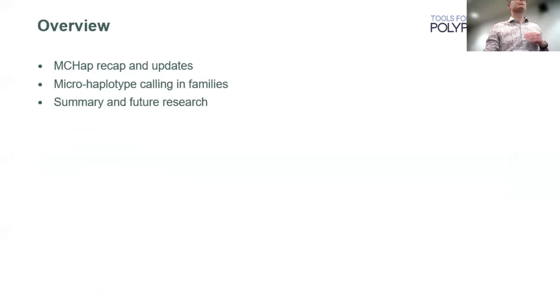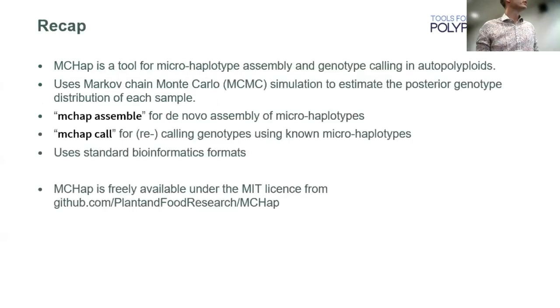So this is probably not the best introductory talk to MCHAP. If you're new to the topic, there is the recording from last year, which would be better, but hopefully we'll bring people up to speed. So MCHAP is a tool for microhaplotype assembly and genotype calling of polyploids. Now, there's a few haplotype approaches over there. One of them we just heard about is polyhaplotyper. MCHAP is really focused on assembling haplotypes from sequencing data rather than from a SNP matrix. So that's a point of difference there.